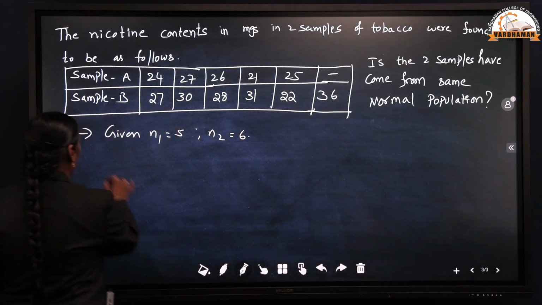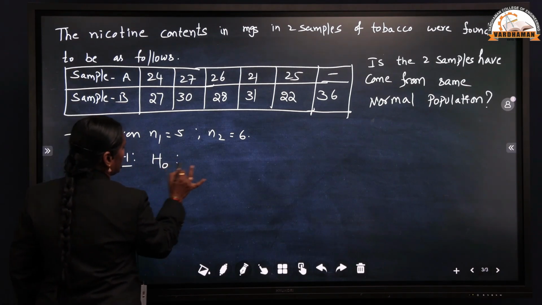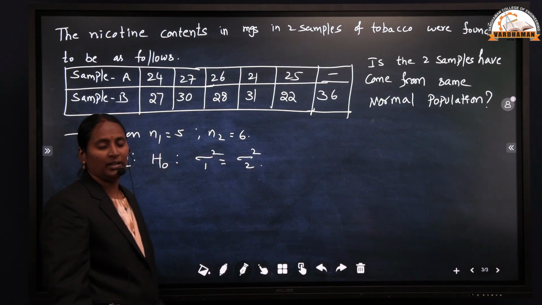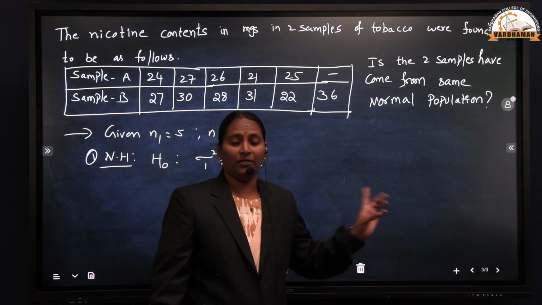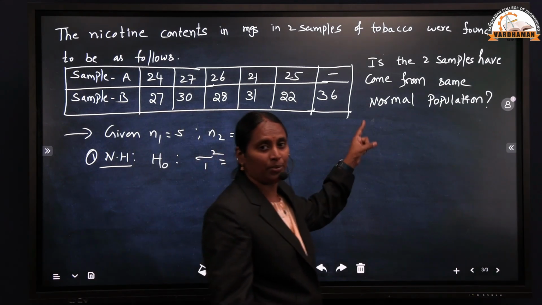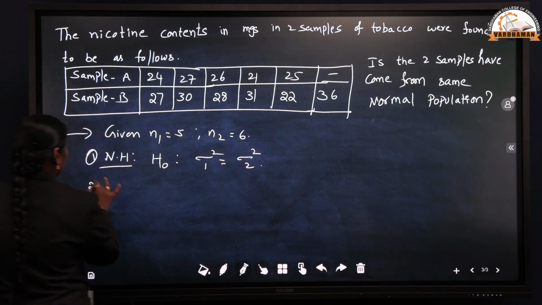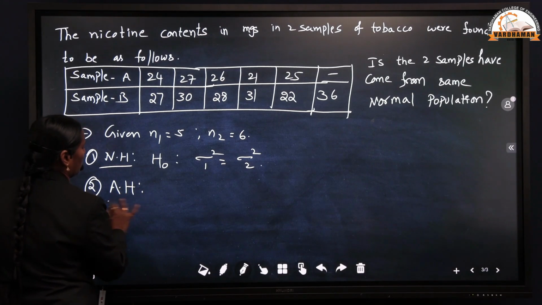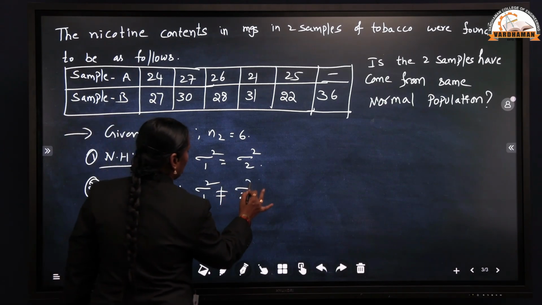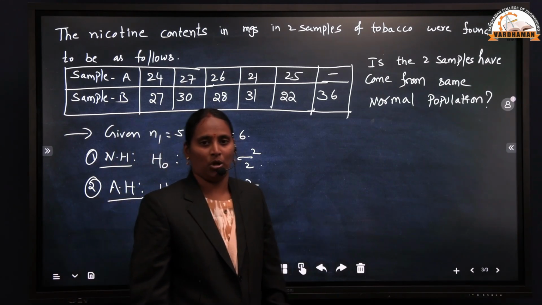For these 2 population variances, our first step is the null hypothesis. H0: we assume that sigma 1 square is equal to sigma 2 square. It means that there is no significant difference between the 2 population variances, or we conclude that these 2 samples have come from the same normal population. The statement against the null hypothesis is called the alternative hypothesis, denoted by H1. We define it as H1: sigma 1 square not equal to sigma 2 square. It means that the 2 samples do not come from the same normal population.